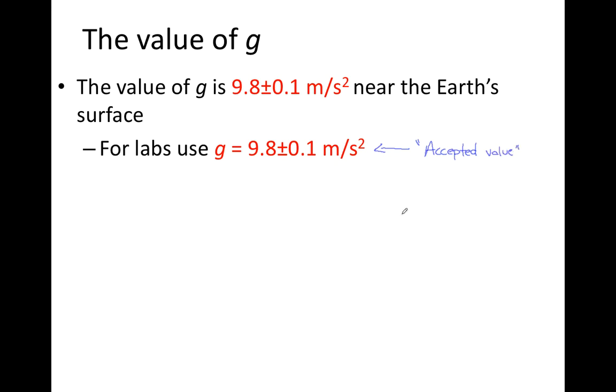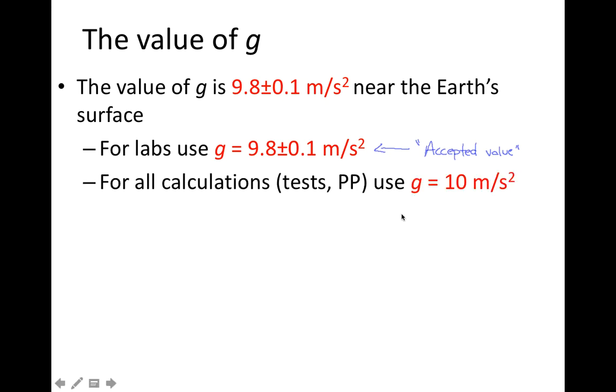But when you do a test or when you're doing homework on Positive Physics, I want you to use 10. 10 is much easier to do math with, and so you can then focus on the concepts rather than the numbers associated with free fall motion. So for Positive Physics, we use 10, but the real value is closer to 9.8, so we're going to use that more precise value for labs.